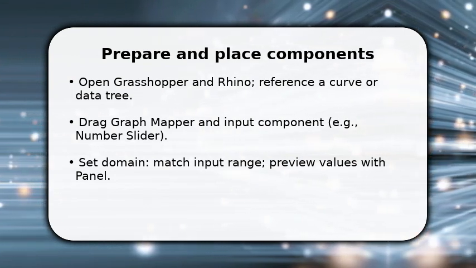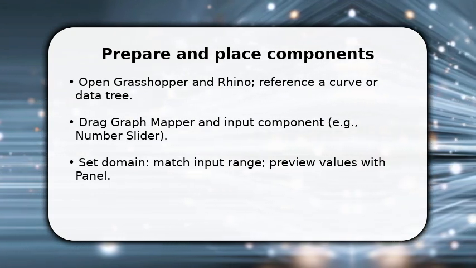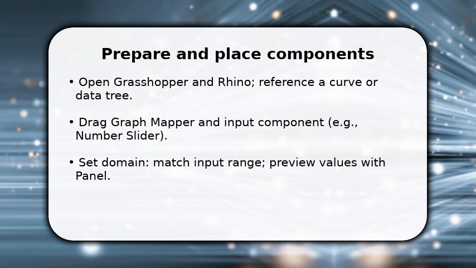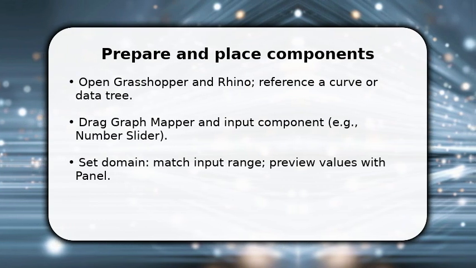Make sure the geometry or parameter data is visible in Rhino. This helps you see immediate effects. If values look flat, increase sample density on the source to reveal the mapping curve behavior.